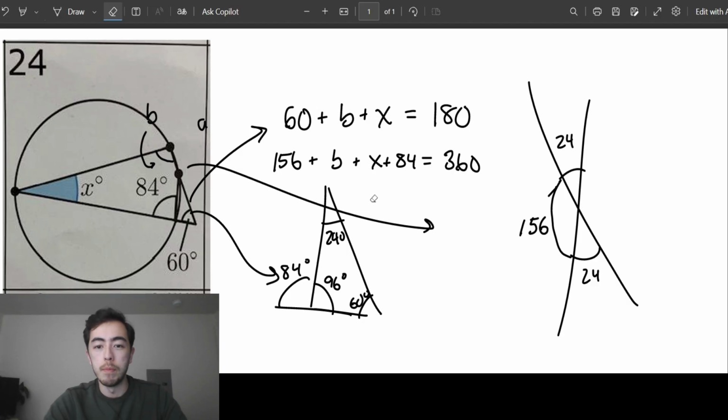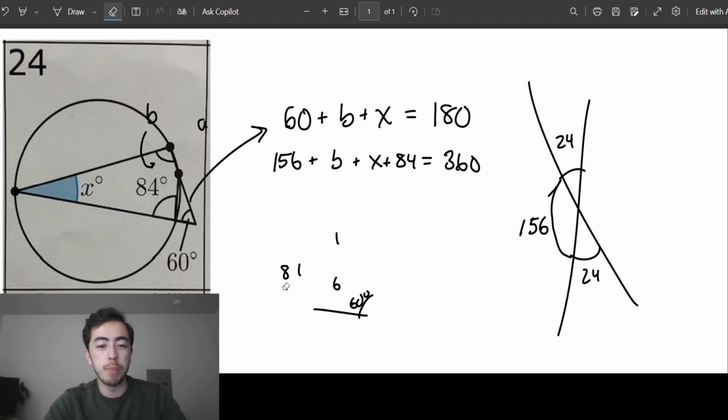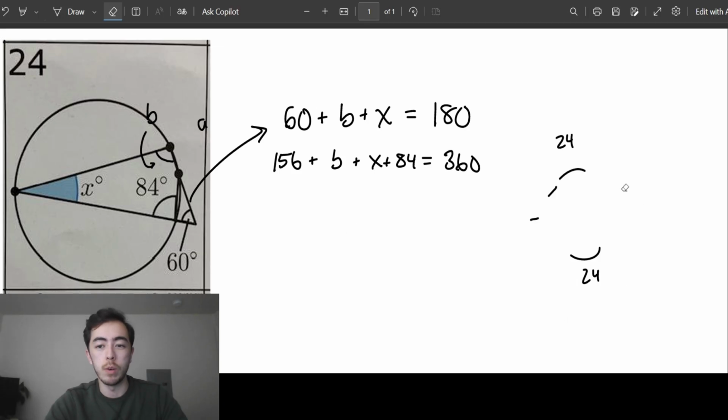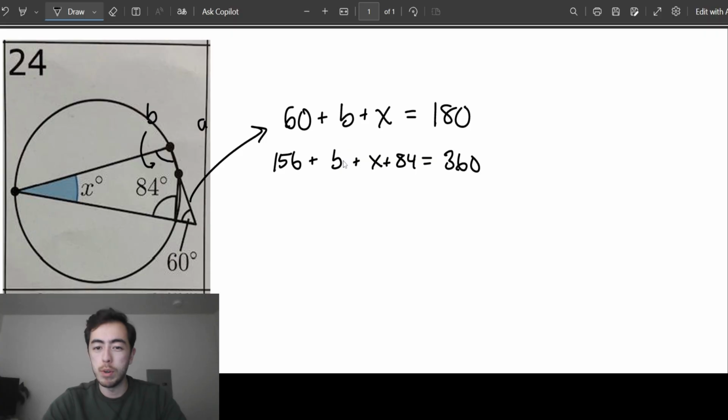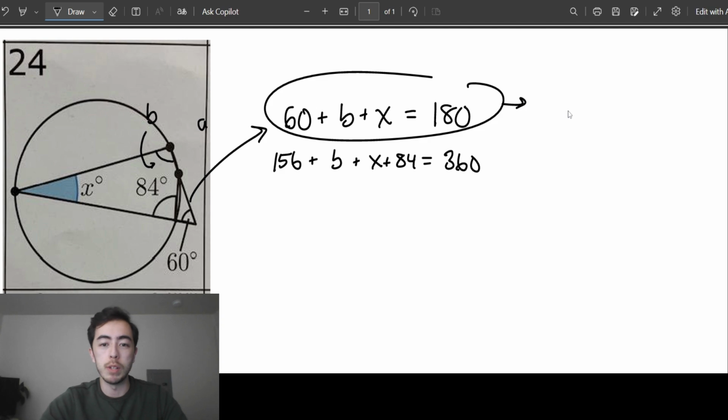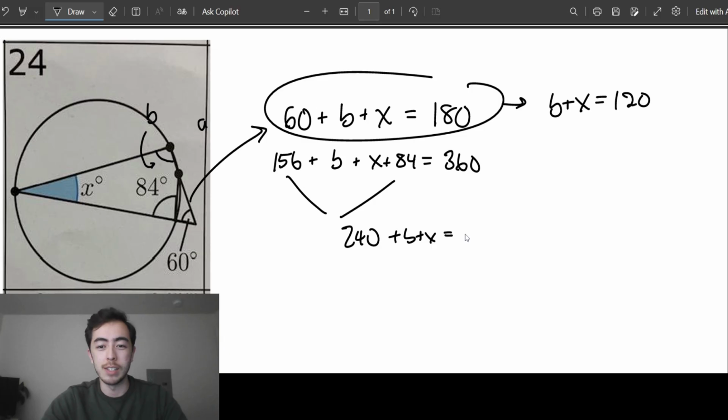And then based on what we know about the triangle and the quadrilateral, we are getting two equations and two unknowns, but I'm pretty sure this is just the exact same equation. We could isolate B plus X right here by just subtracting 60. That's going to be 120. If we combine our numbers right here, 156 plus 84 is going to be 240. And then we get the exact same thing. If we subtract both sides by 240, we get B plus X equals 120.